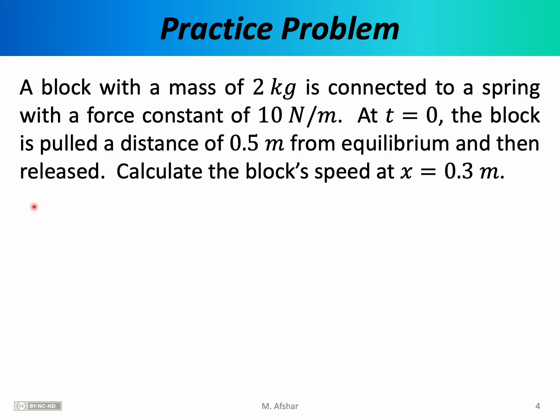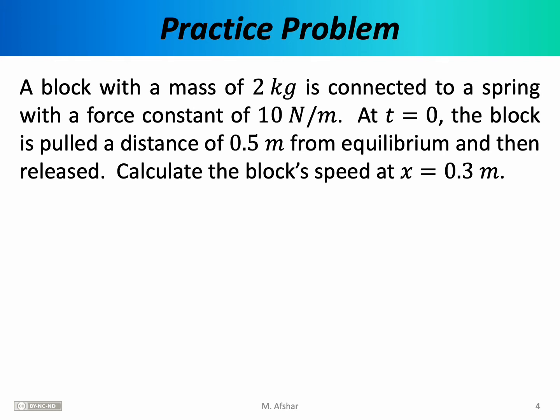So the block initially starts at 0.5 meters. Its initial velocity is 0 because we're not giving it a push, we're simply releasing it from rest. But of course, as soon as we release it, there is a force acting on it, so the block begins to accelerate, and it goes faster and faster and faster. It goes from 0.5 meters to 0.4 meters to 0.3 meters. It's moving towards its equilibrium position, and as it does so, it builds speed. We'd like to know exactly what its speed is when it reaches x equals 0.3 meters.